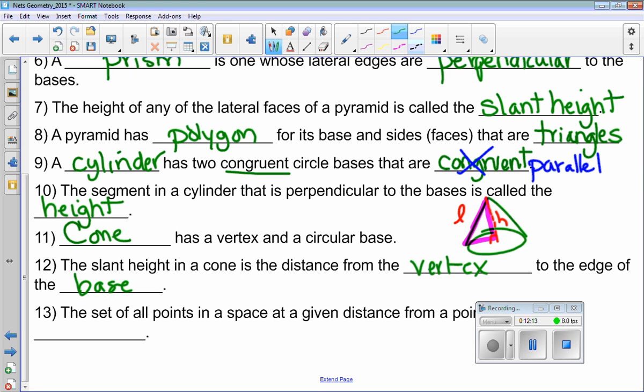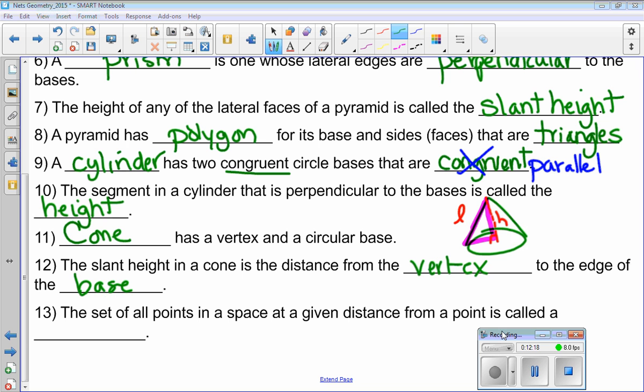And then number 13, the set of all points. What do you think of the last one? Equidistant from a point. So the set of all points in space that are equidistant from one point. If my point is my fingertip, and I want all the points the same distance away from my finger, and I create all these points everywhere, what shape is it going to be? A sphere. So it would be a sphere.